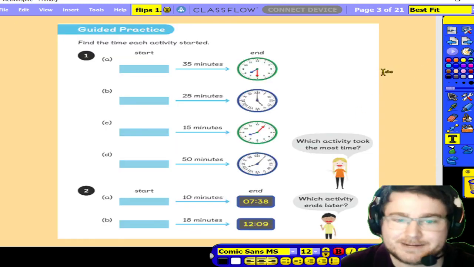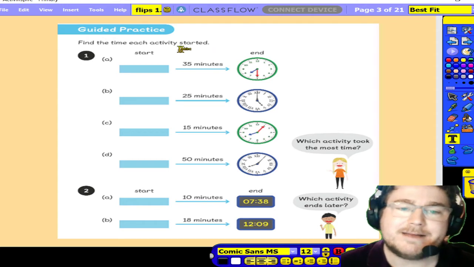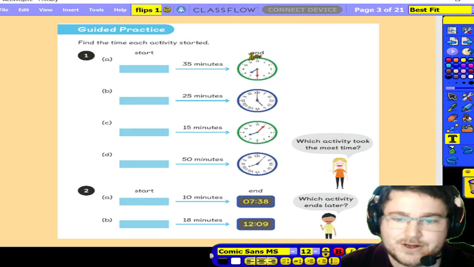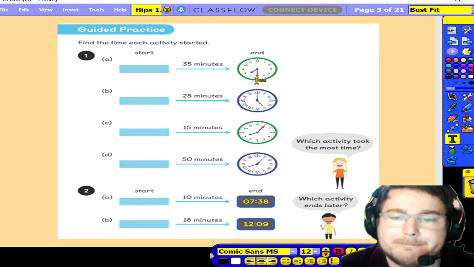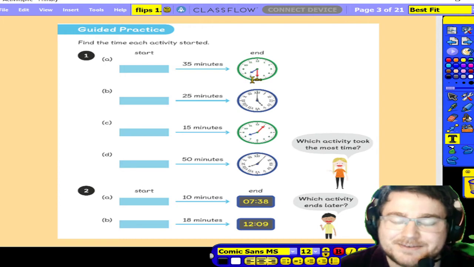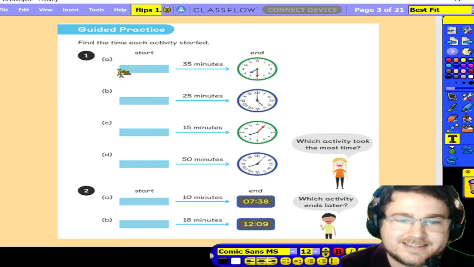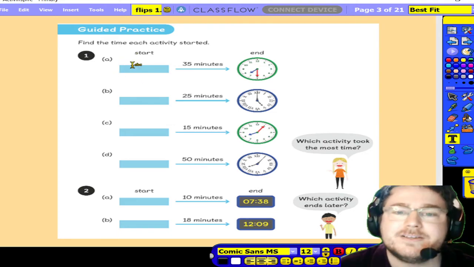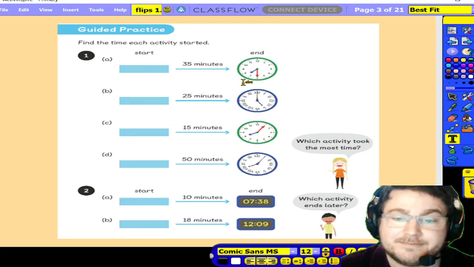Moving on to our guided practice today. Find the time for each activity started. So let's look at this one all together. This one says half past, and it is half past 7. Okay, now 35 minutes ago, this activity started. So we just need to go back 35 minutes.